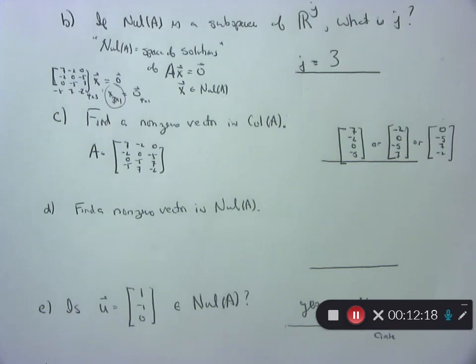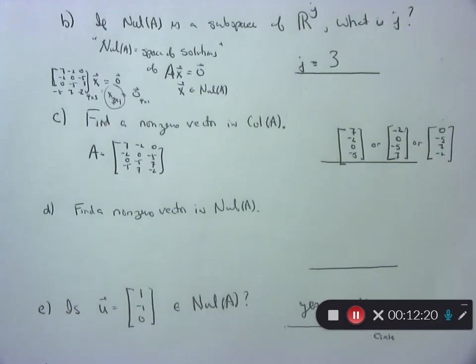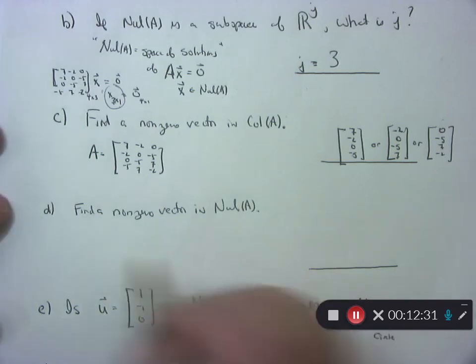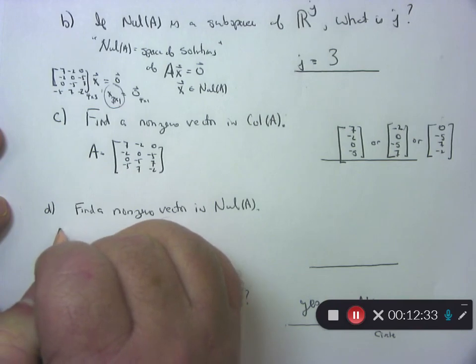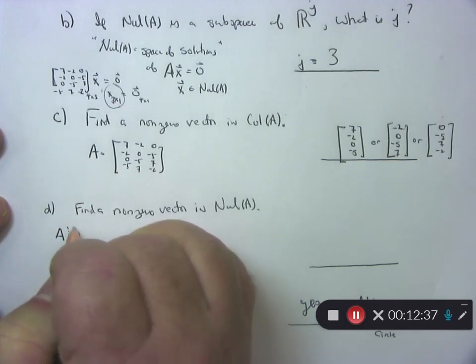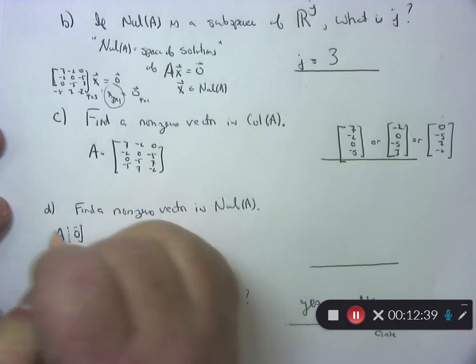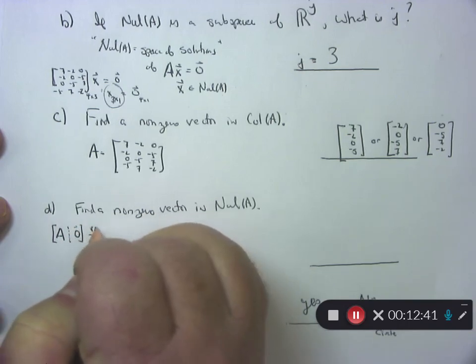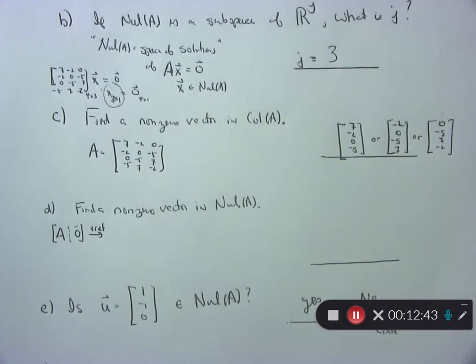Got a question for you. Part D. Find a non-zero vector in the null space of A. Find the null space of A. Well, to find the null space of A, what do we do? We take A and we augment it with the 0 vector, right? And then we RREF this guy. Does that make sense?